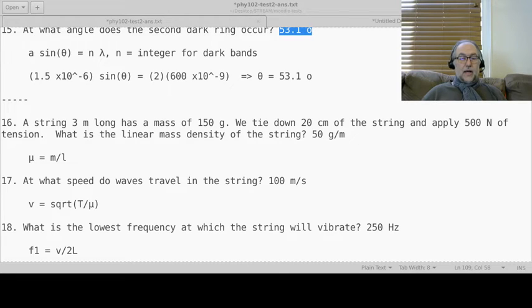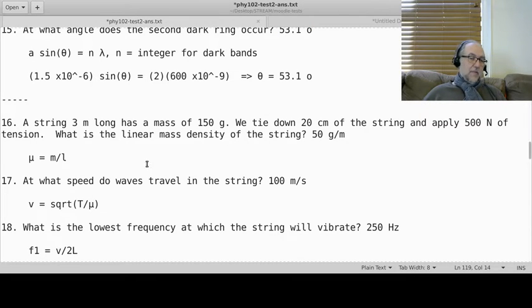Okay, and I ask a series of questions. So the first question I ask is, what's the linear density? And the answer is 50. Okay, well, how did I get that? Well, the linear density is just the mass divided by the length. So the mass is 150 grams.